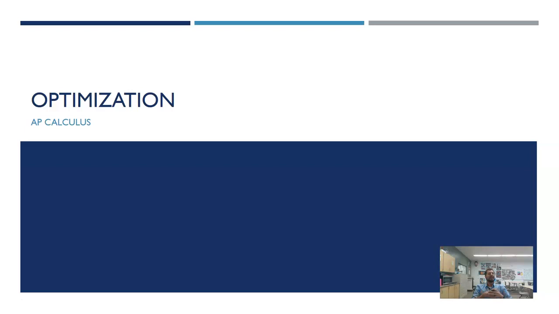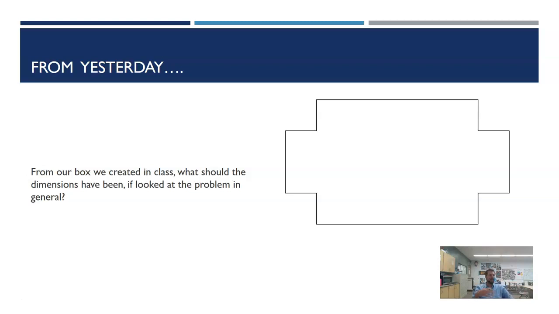Now in order to understand exactly what optimization is, we have to look at the project that we did from yesterday. And if you weren't in class yesterday, basically I gave you a paper that originally was a rectangular piece of paper, 17 inches by 11 inches. And we cut squares out of all four corners of the paper. And then we made a box out of that particular piece of paper. Okay. And hopefully you did that. Hopefully it makes sense.